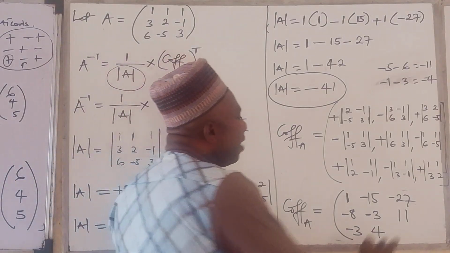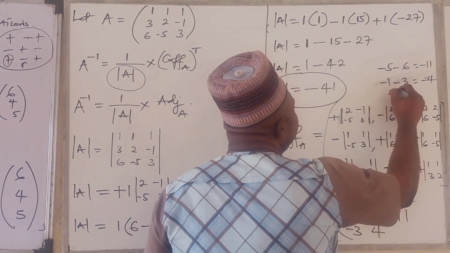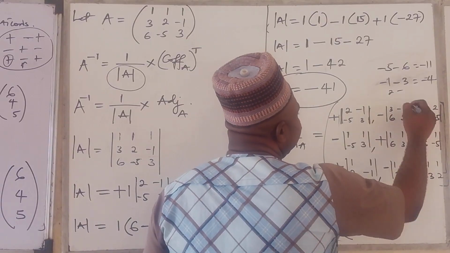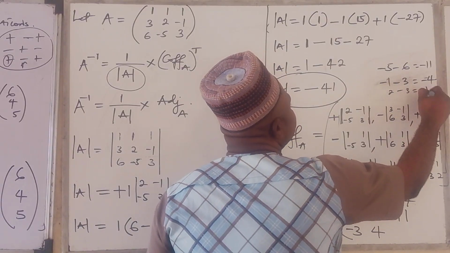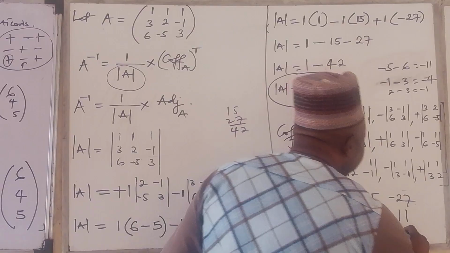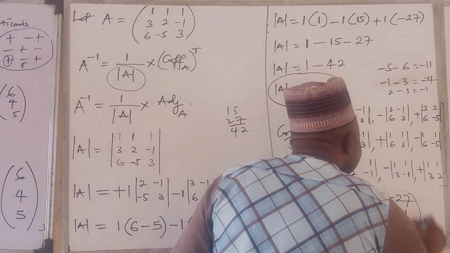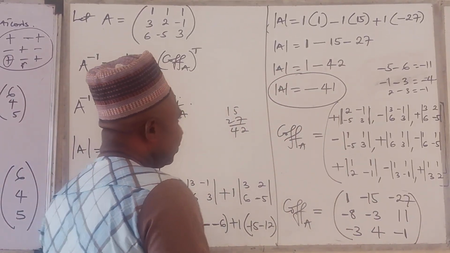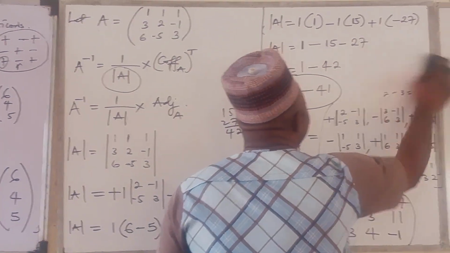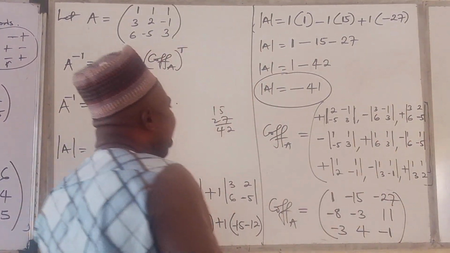So here we have 1 times 2 is 2. Minus 1 times 3 is 3. So that will give us minus 1, because 2 minus 3 is minus 1. Now, this is the cofactor of the matrix. So now let's spell it out.